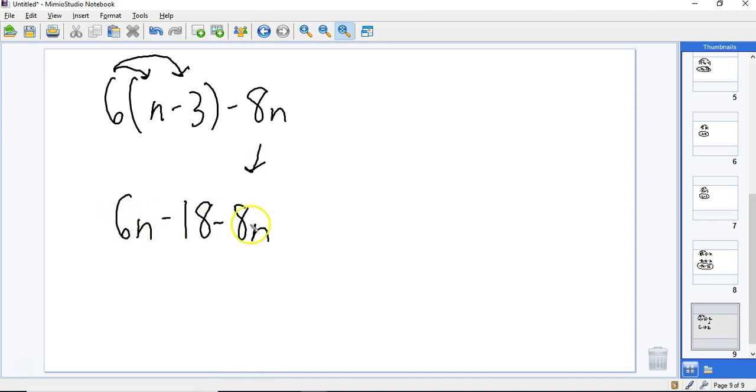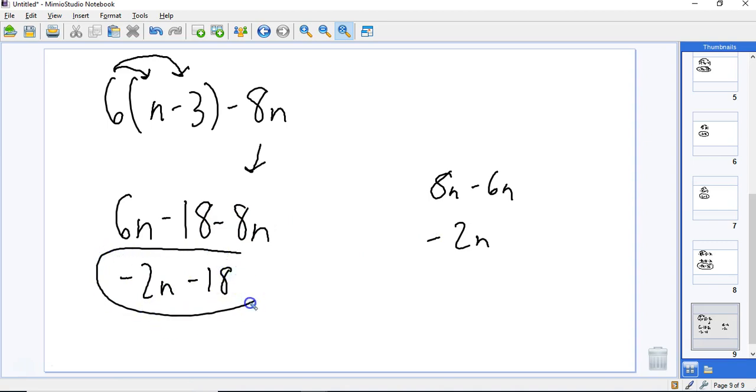So 6n minus 8n, you would do 8n minus 6n, get 2n, and then keep the sign of the bigger number. So we're going to get -2n minus 18. That is your final answer because there are no more like terms. You're just done with that problem.